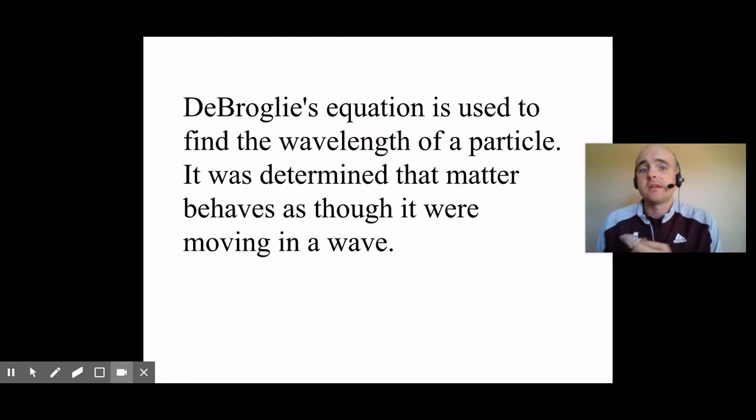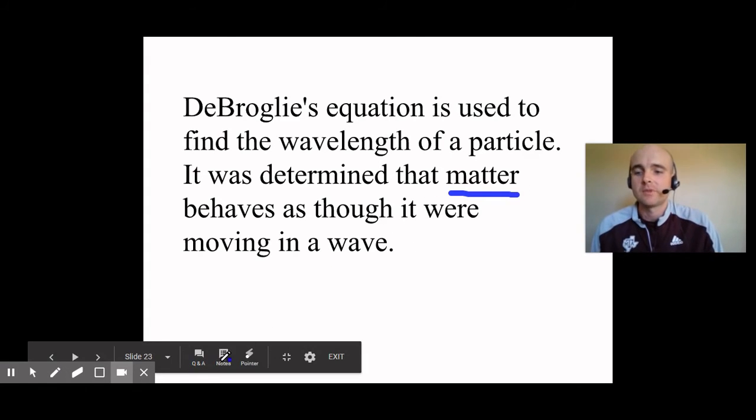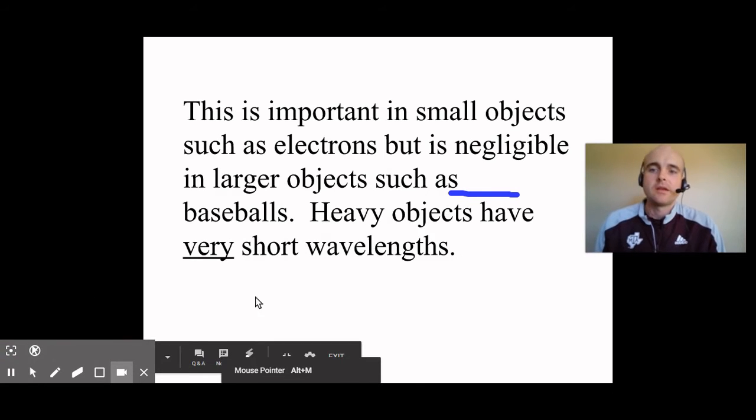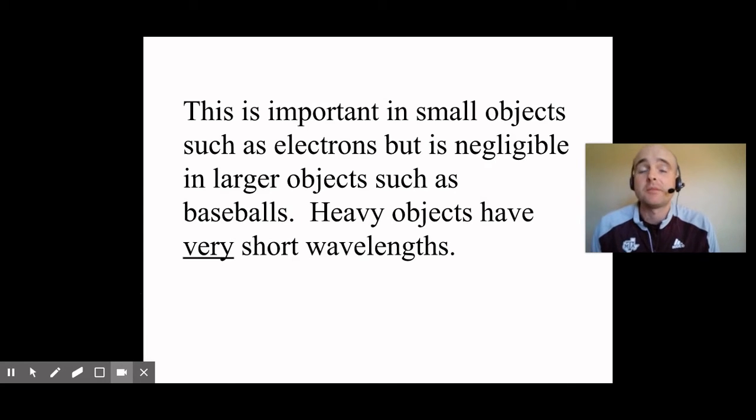I'm just reiterating in this slide in words so you can have a chance to write it down. The de Broglie equation is used to find the wavelength of the particle, and it was determined that matter behaves as though it were moving as a wave. So all matter is behaving as a wave. It is important in small objects such as electrons, but is negligible in larger objects like baseballs. So heavy objects have very, very, very short wavelength.